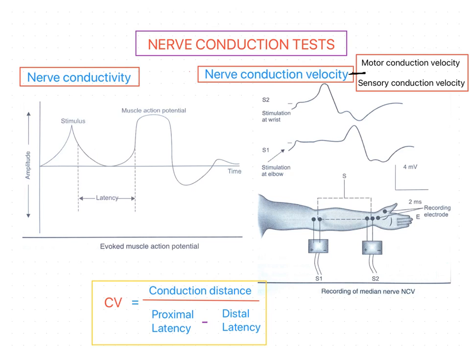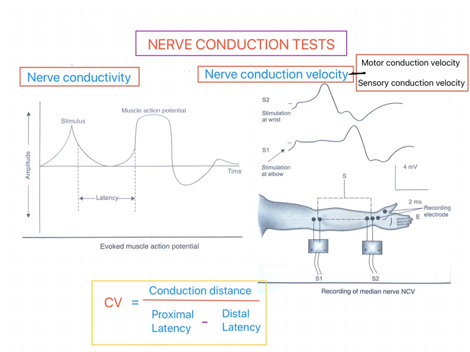Now in this session, we are going to discuss the nerve conduction test, which includes the nerve conductivity test as well as the nerve conduction velocity test. Nerve conduction velocity includes the motor conduction velocity as well as the sensory conduction velocity test. We can also find other types of tests, that is the H reflex and F wave, which are also related to the nerve conduction test. First we will see nerve conductivity.